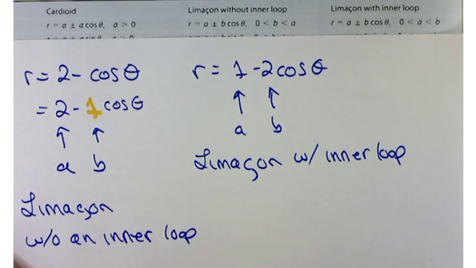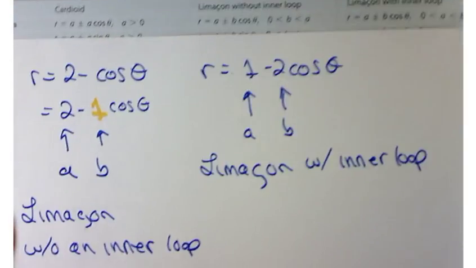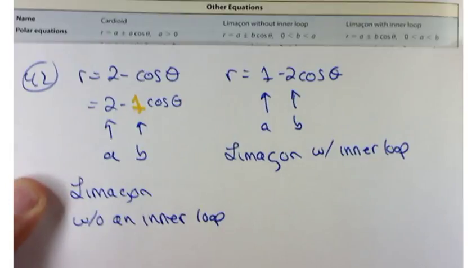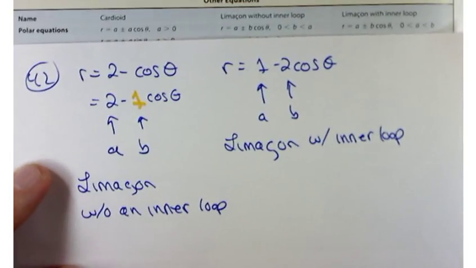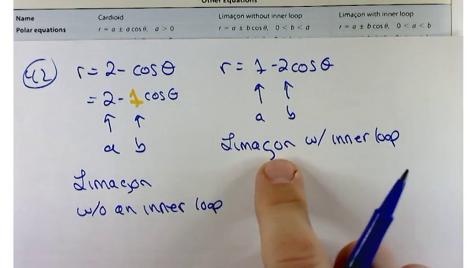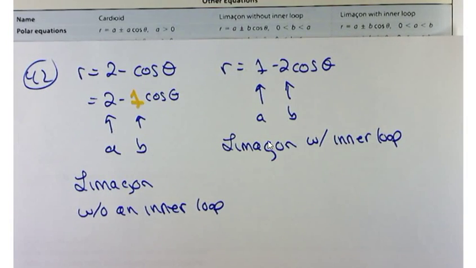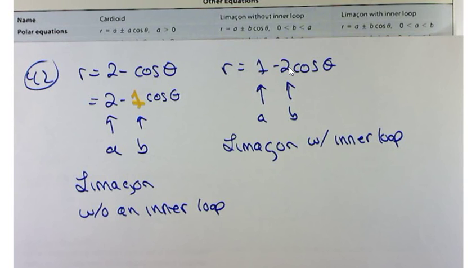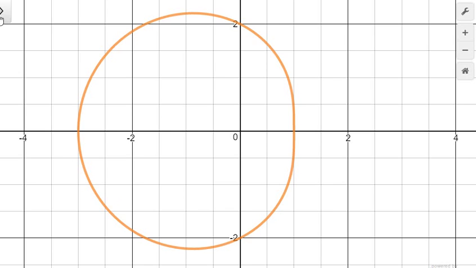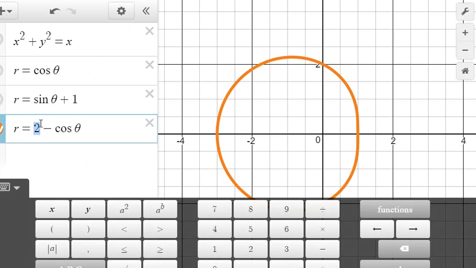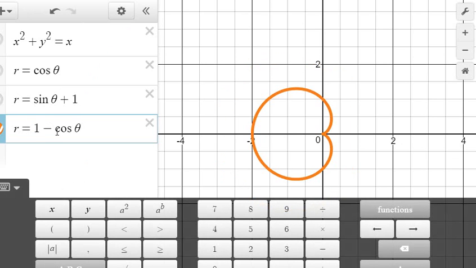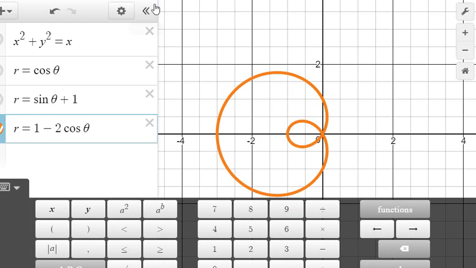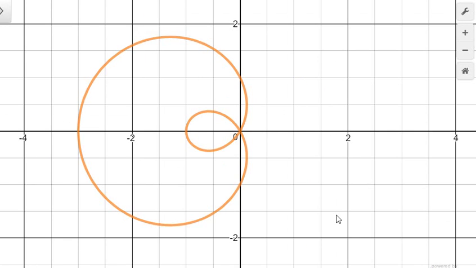And that's what I'm going to look for from you, is to be able to decide what's what. Let's see that we actually get a limaçon with an inner loop. When this number is bigger than this one, you're going to get that inner loop. Let's just switch these up. A 1 here and a 2 here. Ooh, and there's your inner loop. Cool.